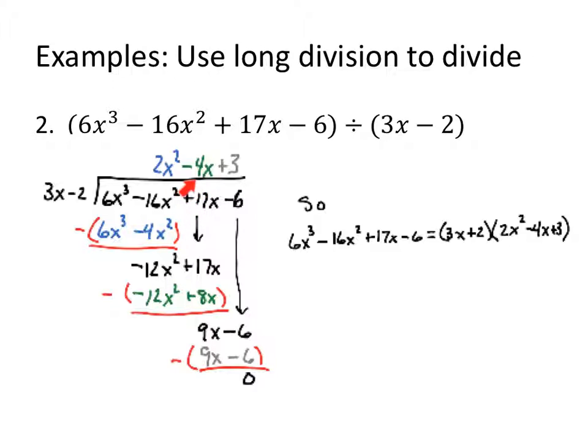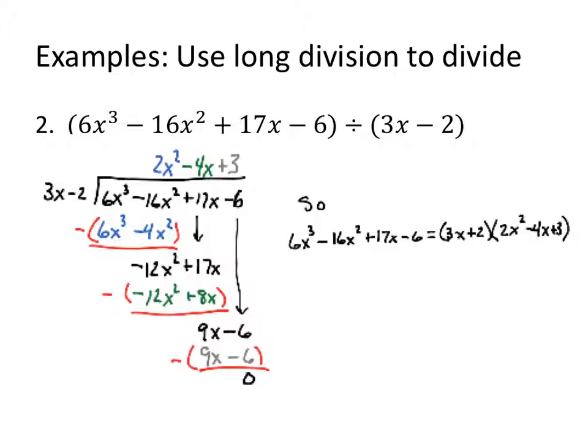And so I do just that. Minus 4x times 3x is a negative 12x squared. Minus 4x times a negative 2 gives me a positive 8x. Draw the line, minus sign. When I subtract my x squareds, they cancel out. It's exactly what I wanted, so I know I'm on track. 17x minus 8x gives me 9x.